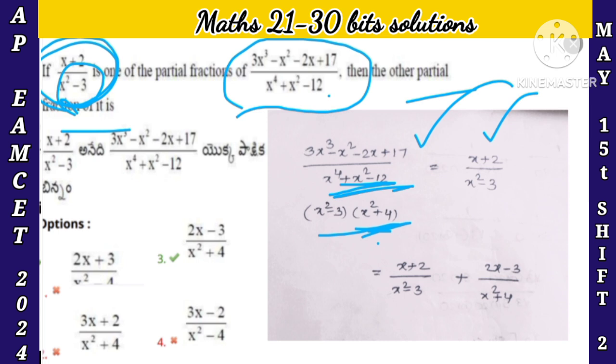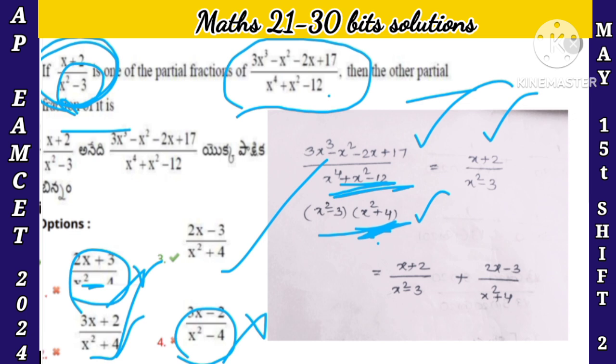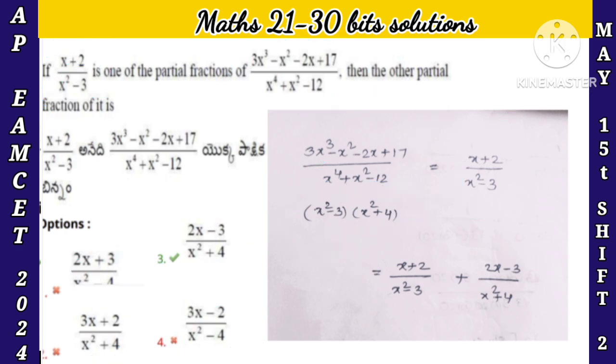Once check the options properly. Once observe, in the first option and fourth option, the denominator is x square minus 4, but we want the denominator to be x square plus 4. Understand? So the answer is either the second option or the third option. Already one fraction is given here with x square minus 3, which means in the second fraction we have to get x square plus 4 as the denominator. Obviously the first option and last option are not the correct answers. The answer is either the second option or the third option.